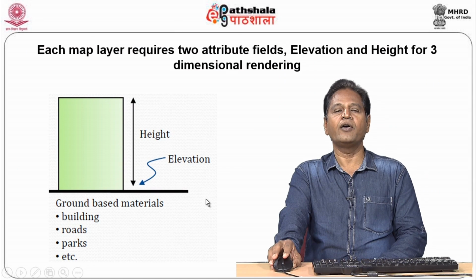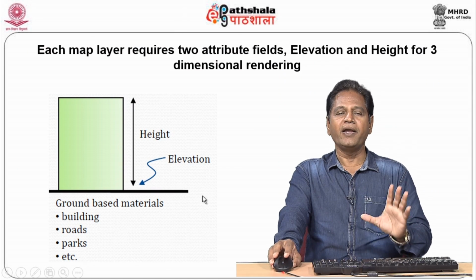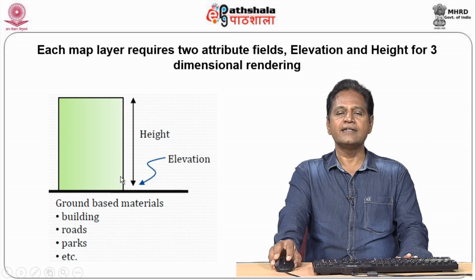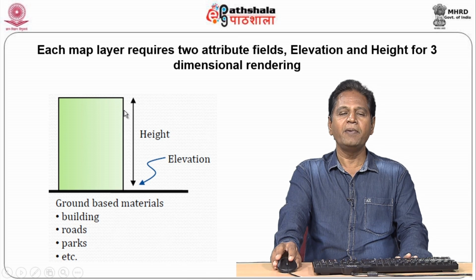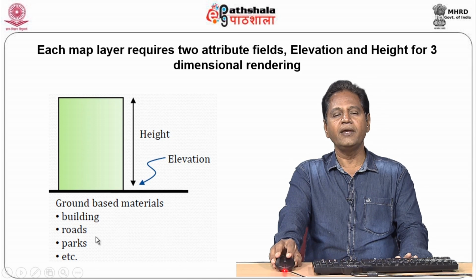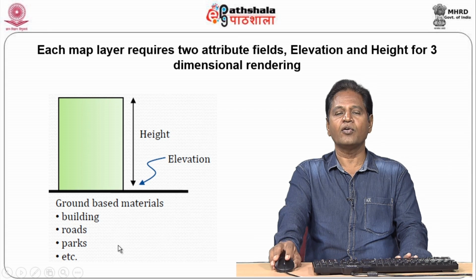Now, this is where you have to understand. Each map layer requires two attribute fields, namely elevation and height, for 3-dimensional rendering. Otherwise, you do not get the height and the elevation. The elevation, as I told you, is with respect to your mean sea level, and the height is that of the object from that particular point to this particular height. It could be a building, it could be a road, or it could be any park or any other thing. So, all these are ground based objects.